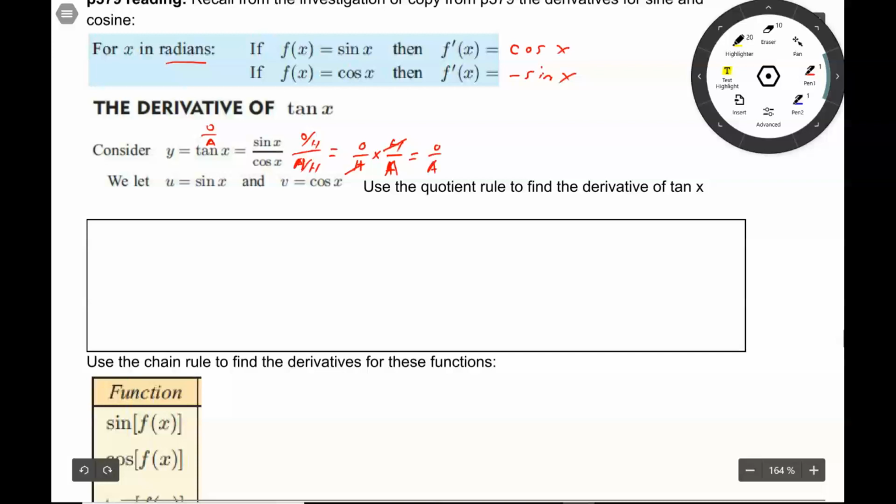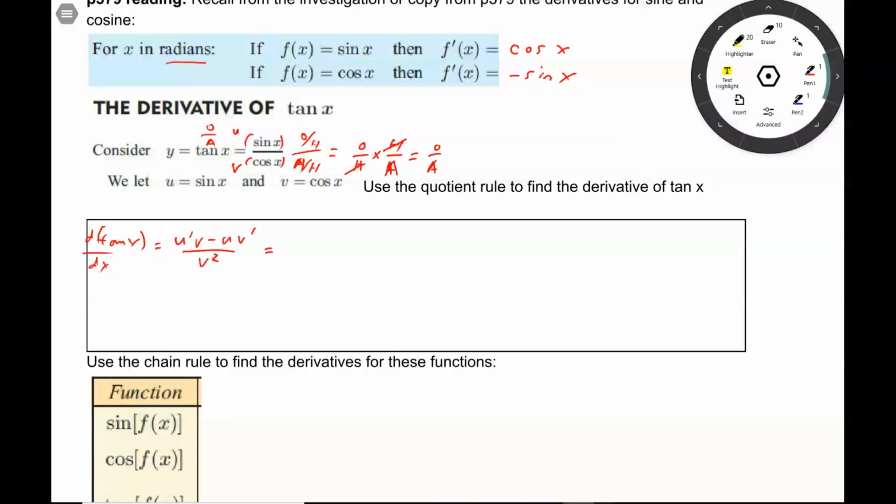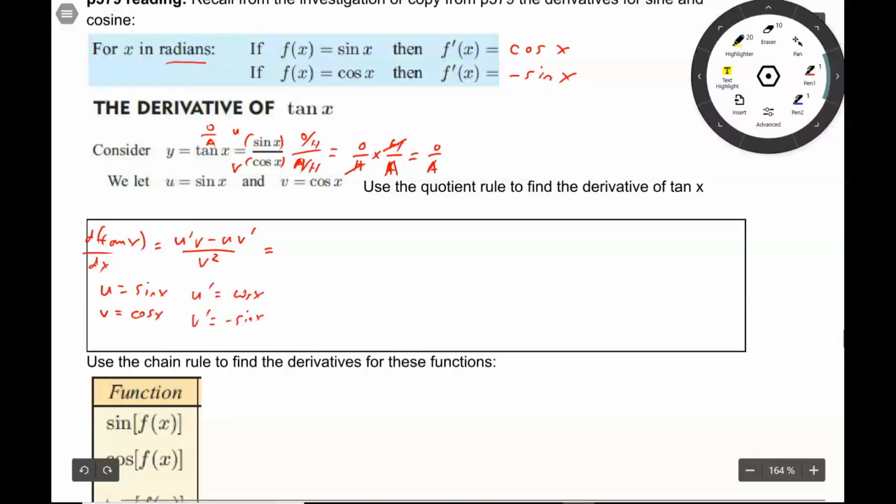We let u equals sine x and v equals cosine x and use the quotient rule to find the derivative of tangent x. Okay, so let's take the derivative of tangent. Since we're going to do quotient rule, I just wrote it there: u dash v minus uv dash divided by v squared. You can copy that off the formula sheet. And remember, in this particular case, u is the numerator, which is sine x, because the numerator of tangent is sine x, and v is cosine x, because that's the denominator. And u dash would be cosine x, like we said above, and v dash is equal to negative sine x, which we also wrote above.